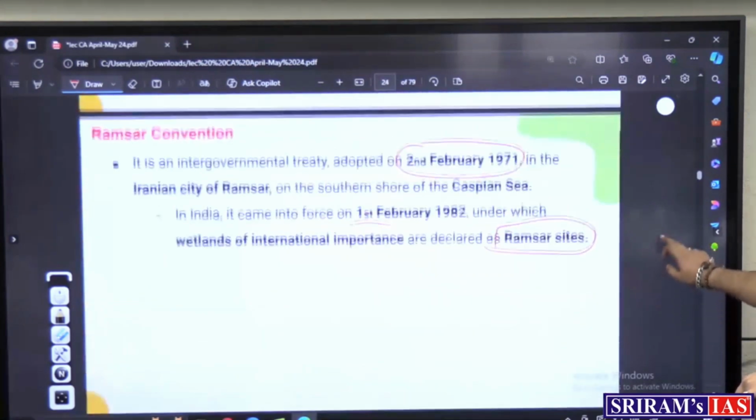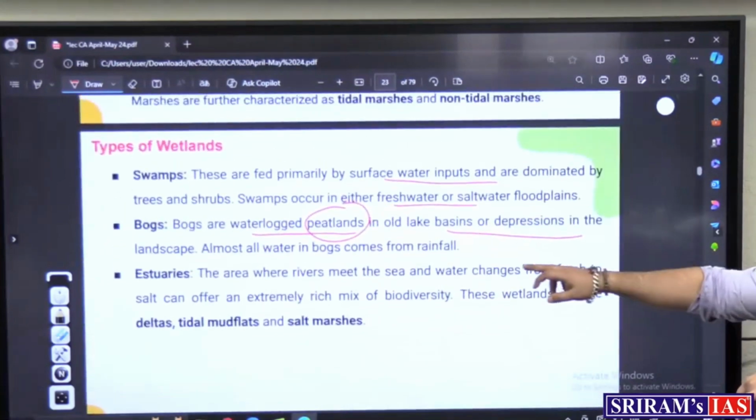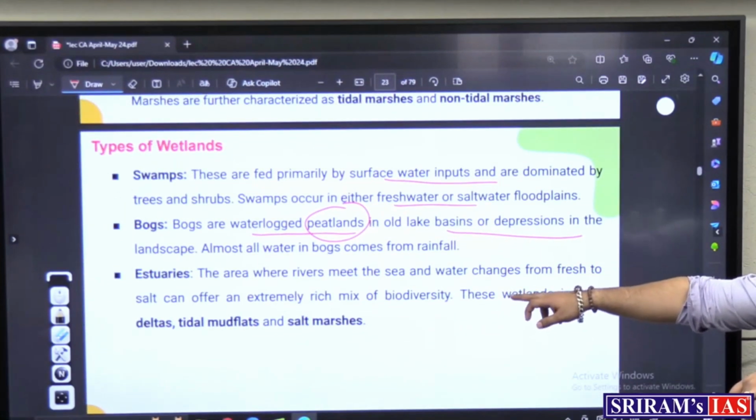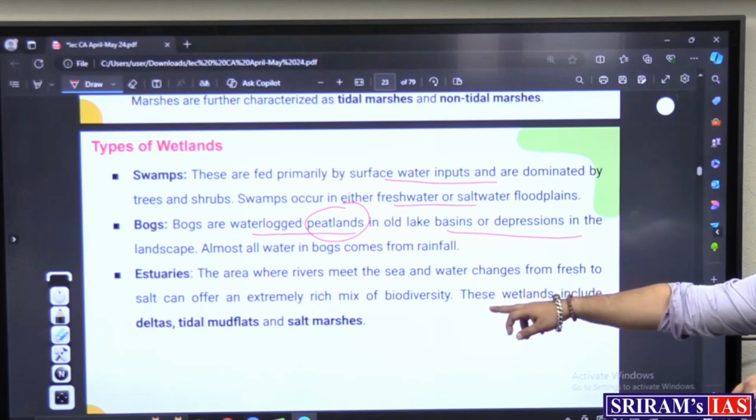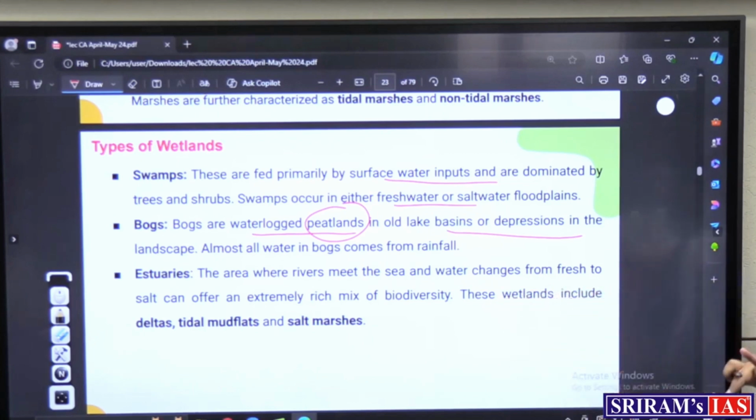Okay. So coming to your doubt, see, in estuarine type of wetlands, इसमें deltas भी added हैं, ठीक है? So yes, delta is a wetland.